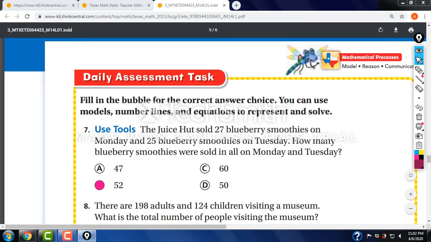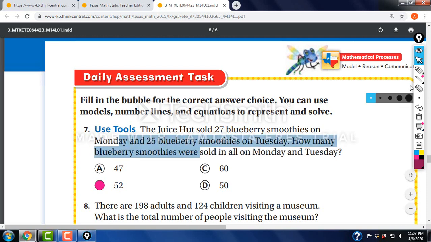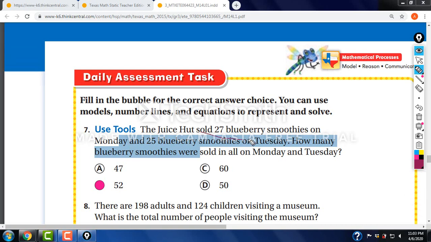The first one you could use, well, let's read the question. The Juice Hut sold 27 blueberry smoothies on Monday, 25 blueberry smoothies on Tuesday. How many blueberry smoothies were sold on Monday and Tuesday? Again, you have to make sure that you're doing your test taking skills, underlining your questions. It's very important you do that at home on your own. I'm not there to review it as you're working on it. It is your responsibility to be doing it independently at home.